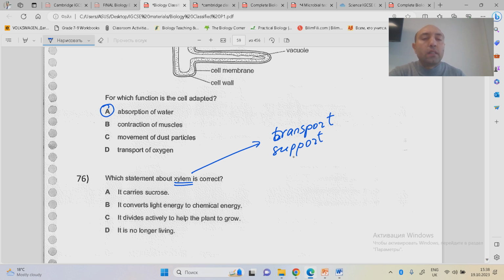Others, as we said, you know that xylem loses its nucleus. There is no cytoplasm, no membrane. So D is a better answer. It is no longer living.